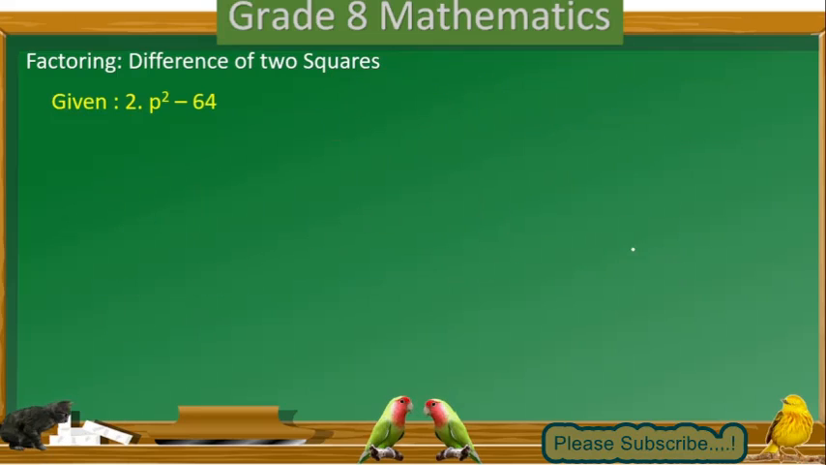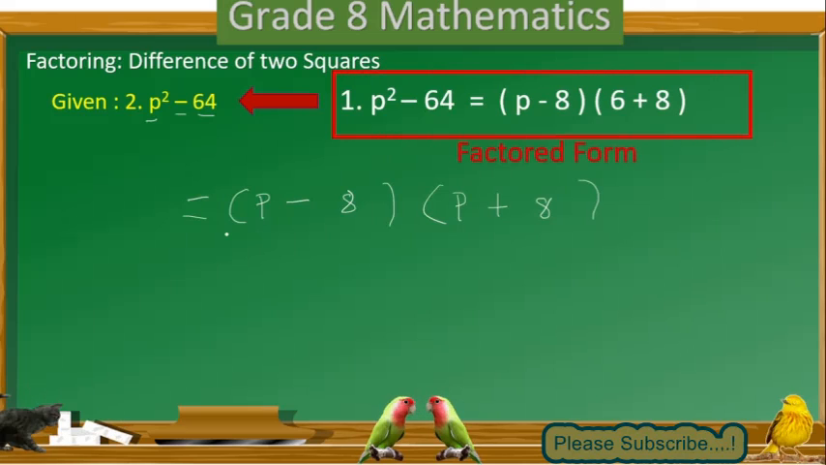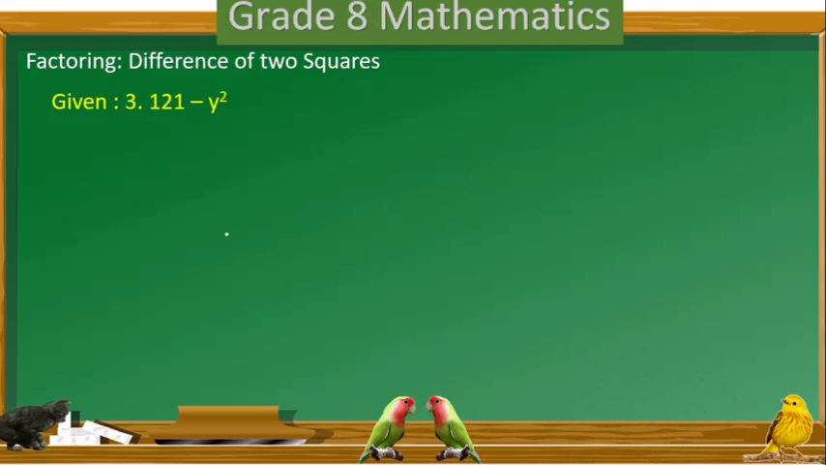Okay, without showing the detail, we'll just write equal, then two parentheses, then take the square root of p squared, which is p and p. Then copy the sign, negative. Here is positive. Then square root of 64, that is 8. Here is 8. Then that is the answer. The factored form of p squared minus 64.